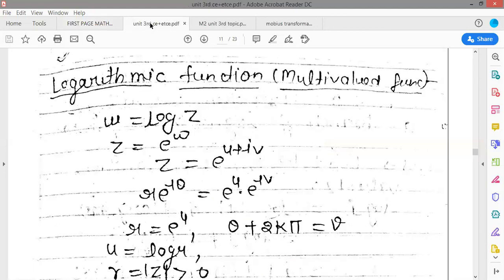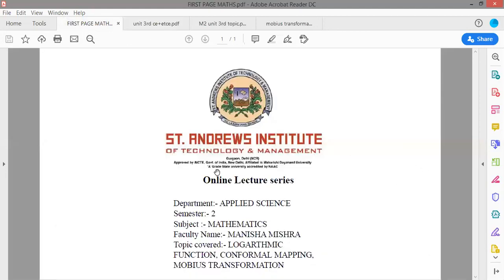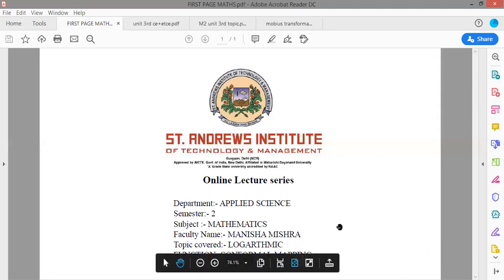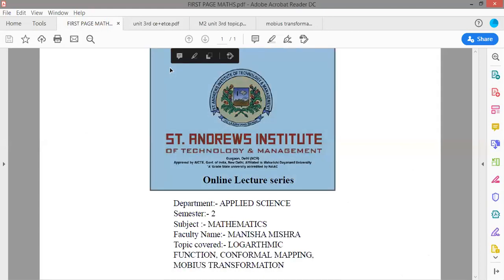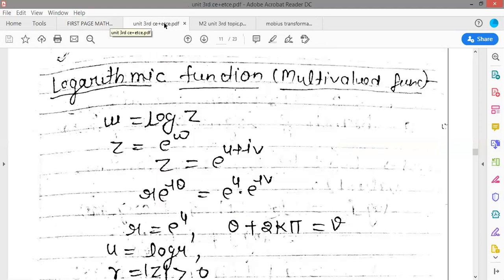Today I will discuss the topic logarithmic and conformal mapping and Mobius transformation. So first one is your logarithmic topic. The logarithmic topic is related to elementary analytic functions. So what is the logarithmic function?